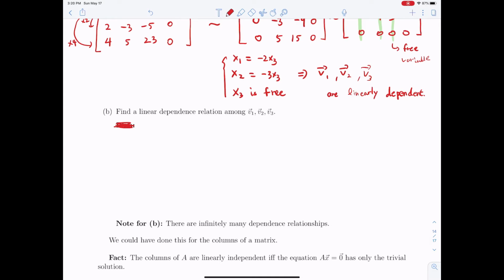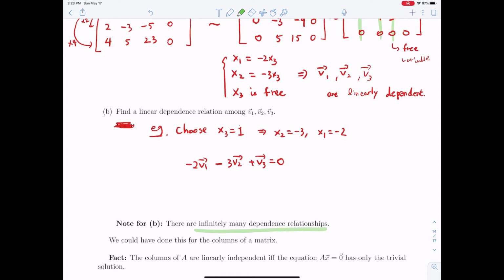We can find various linear dependence relations among v1, v2, v3. For example, if you choose x3 equals 1, then x2 is negative 3 and x1 is negative 2. That gives you negative 2v1 minus 3v2 plus v3 equals 0. Note that there are infinitely many dependence relationships depending on the choice of your free variable.